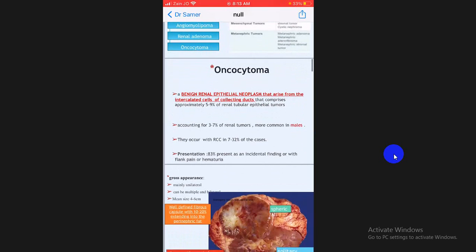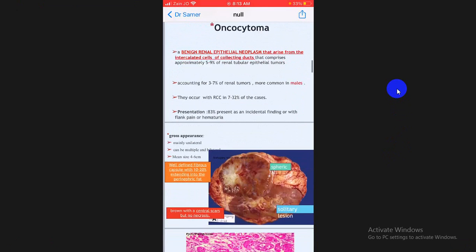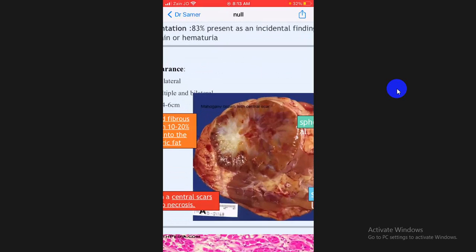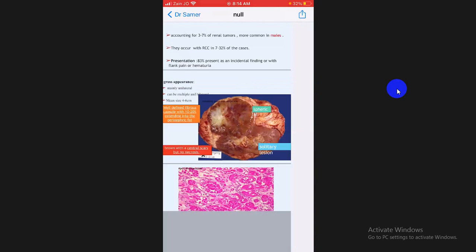Now, this is the gross appearance of oncocytoma. It is usually unilateral. You should notice that the color is brownish, with a central scar but no necrosis. This is the central scar that you can see in the middle of the oncocytoma. This is very important. It presents a pathognomonic, characteristic appearance on CT scan that usually distinguishes it from other types of benign tumors or malignant renal cell cancer.